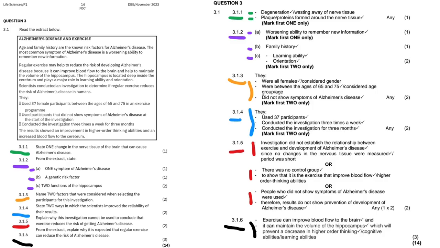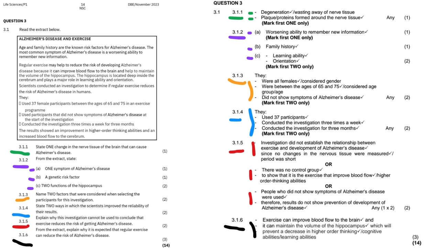3.1.2. From the extract, state A, one symptom of Alzheimer's disease. The answer: worsening ability to remember new information. From the extract, state B, a genetic risk factor. The answer is family history. And part C, 2 functions of the hippocampus. The answer is learning ability and orientation.